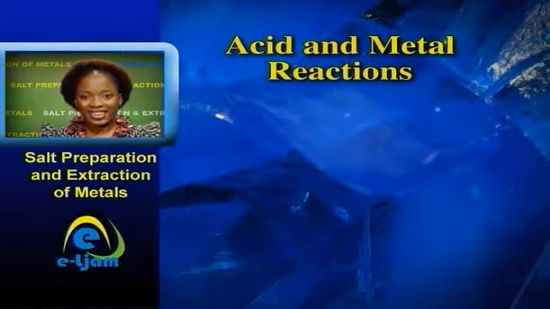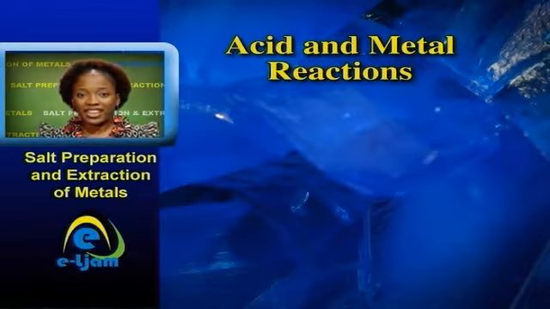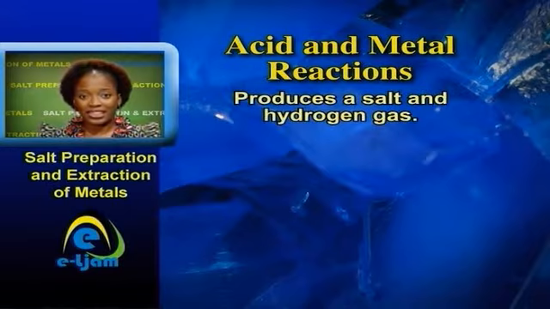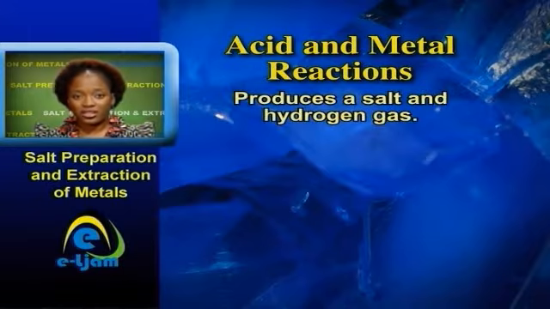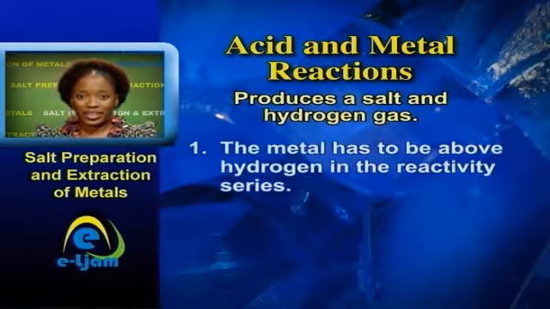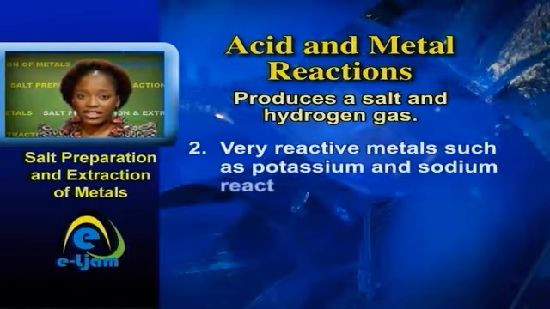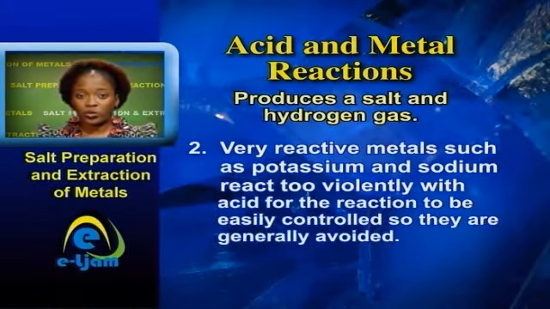Acid and metal reactions. The action of acids on excess metal will yield salt and hydrogen gas. There are 3 considerations when choosing this method. 1. The metal has to be above hydrogen in the reactivity series. 2. Very reactive metals, such as potassium and sodium, react too violently with acid for the reaction to be easily controlled, so they are generally avoided.